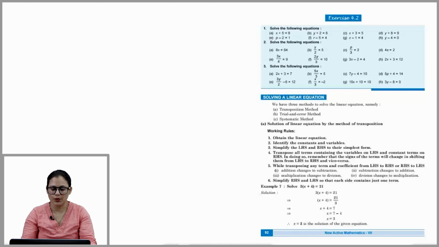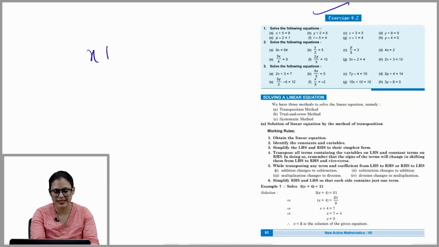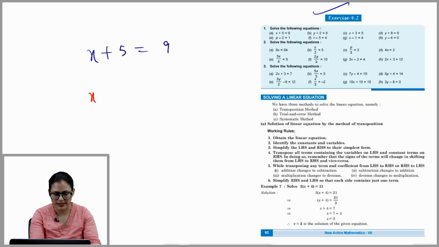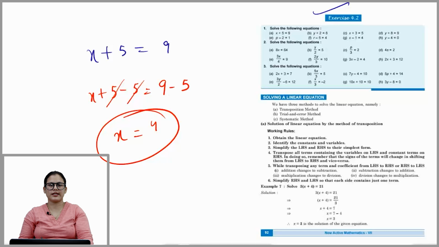Let's do exercise 4.2. Solve the following equations, and the equation is x plus 5 is equal to 9. So what will we do? We will subtract 5 from both sides, okay. So x plus 5 minus 5 is equal to 9 minus 5. Plus 5 minus 5, you know, it's 0. So x is equal to 9 minus 5, which is 4. So 4 is the value of x, okay.